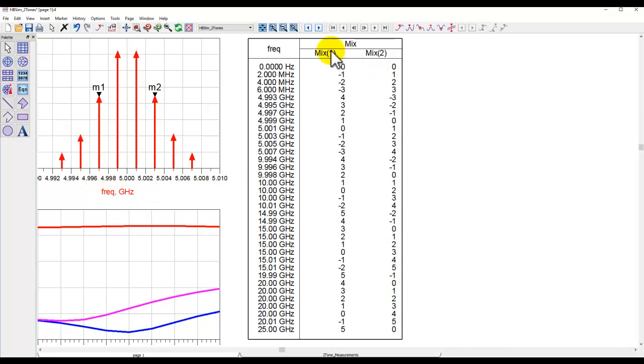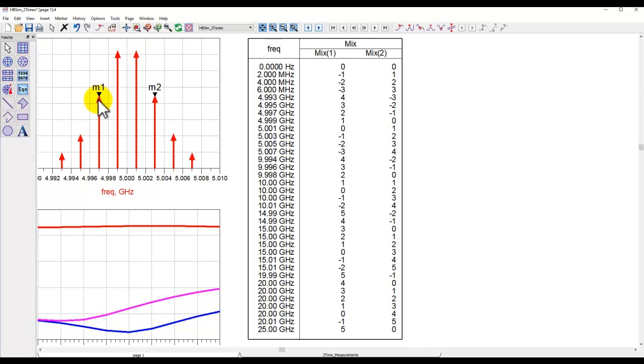Here mix 1 is representing the lower side tone, and mix 2 is representing the higher side tone. These are the two frequency contents. If you look at 4.999 gigahertz, the harmonic index is 1, 0, which means it's only referring to this tone, because the other is multiplied by 0. So this is the frequency content here. Similarly, 5.001 is 0, 1, which is representing this side.